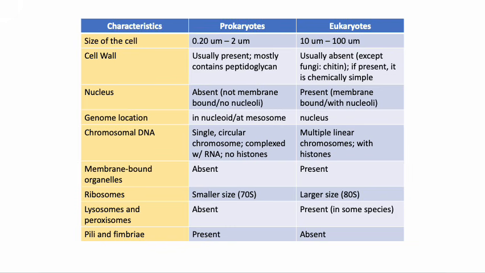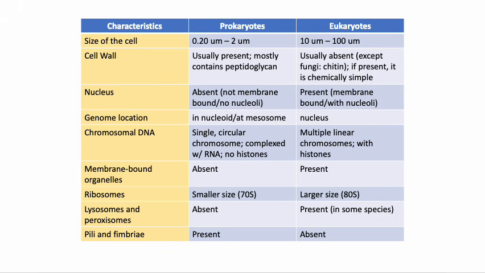Now, the cell wall of your prokaryotes usually contains the peptidoglycan structure, while in terms of cell wall, most of your eukaryotes don't have a cell wall, except for your fungi, which contain the chitin molecule. Now, if present in your eukaryotes, it is usually chemically simpler.